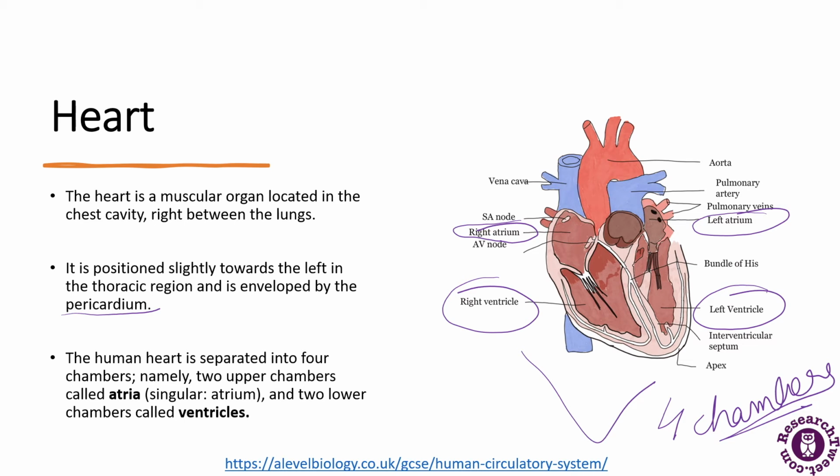Now there is a pulmonary artery. This is the aorta, which is represented in red here. The vena cava is there. Then the bundle of His is there. There is the interventricular septum, and the apex. All the important labelings are mentioned here, and these are very important parts of the heart.